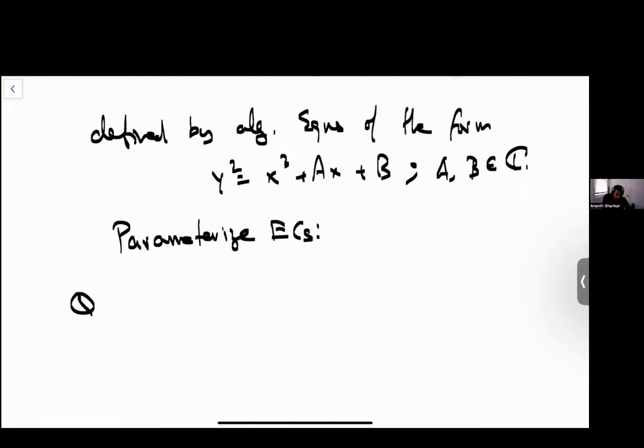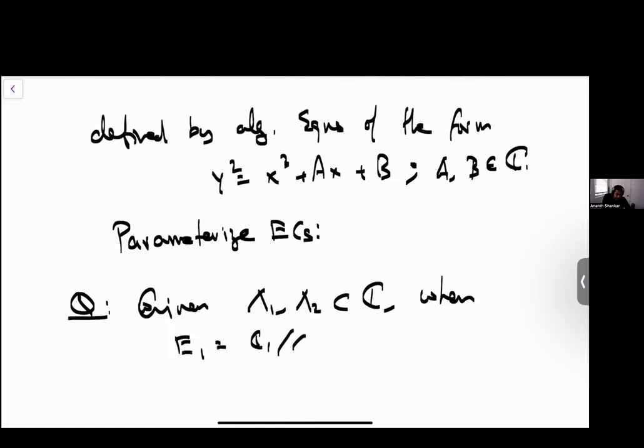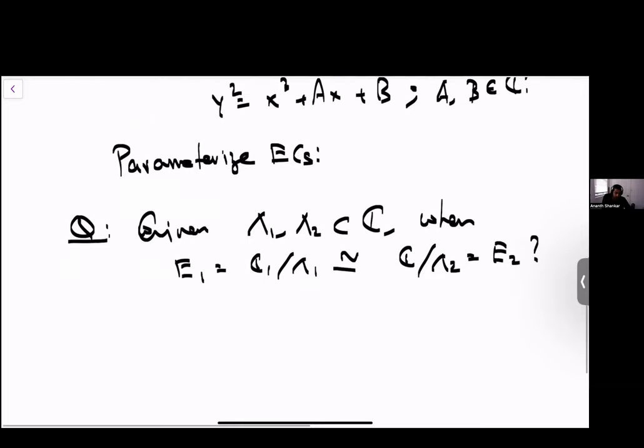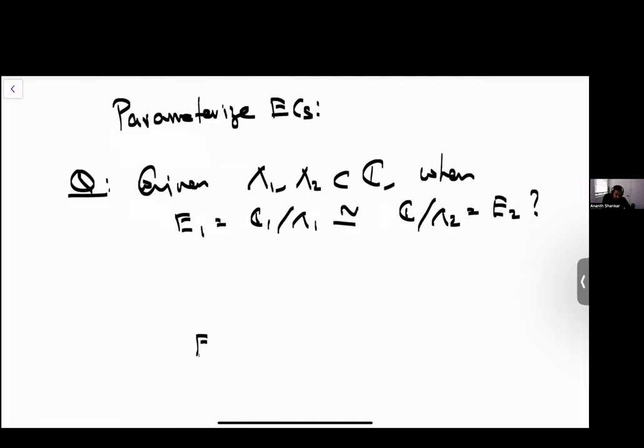And in order to do that, you have to answer the following question. Given two lattices, when are the associated elliptic curves isomorphic? So the question is, what can you say about these two lattices so that the corresponding elliptic curves be isomorphic? So it's not too hard to see that any map between elliptic curves is going to be induced, just using the theory of covering spaces, by a map from C to C.